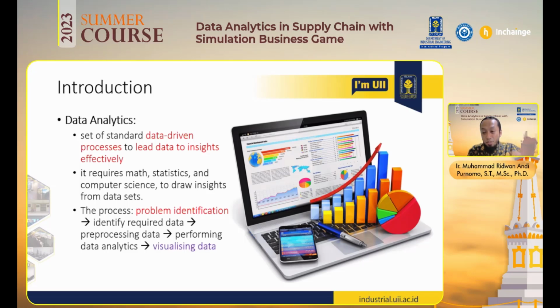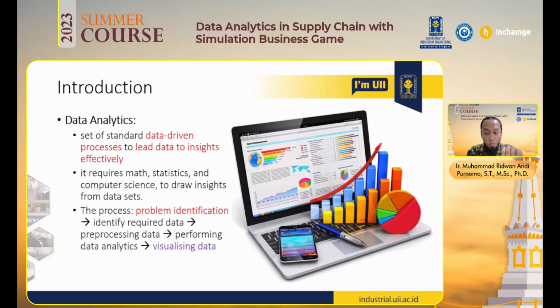So summing the demand before we process further is called pre-processing data as well. After we get the required data and feel we can use it for further process, then we can start to perform data analytics. And after that, in order to get insight, sometimes we need to visualize the data. Because using visual data, visual graphs, we can try to understand what happened with our data, what happened with our supply chain condition, like that.